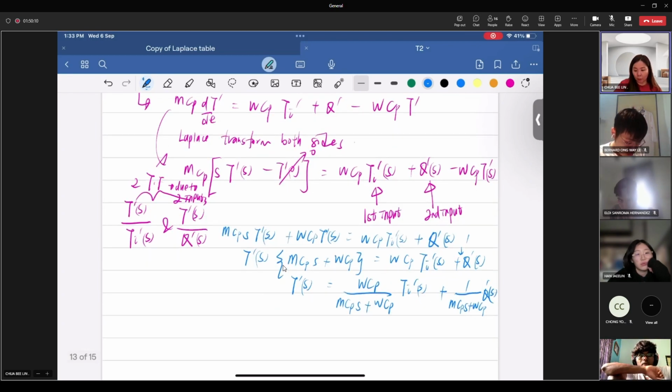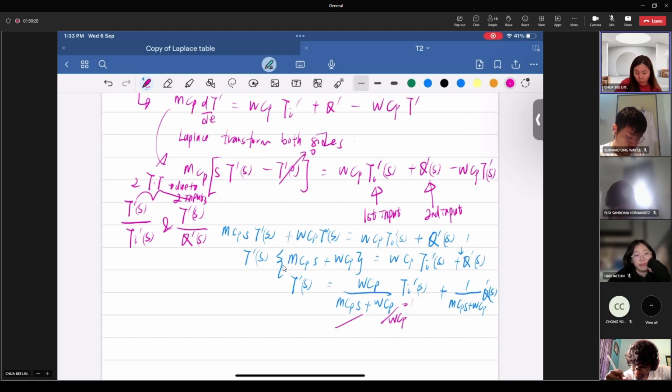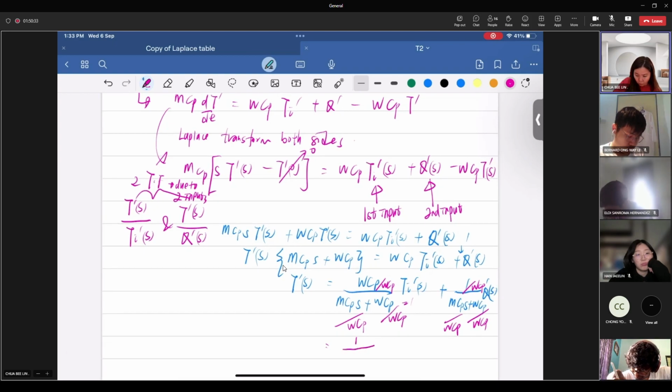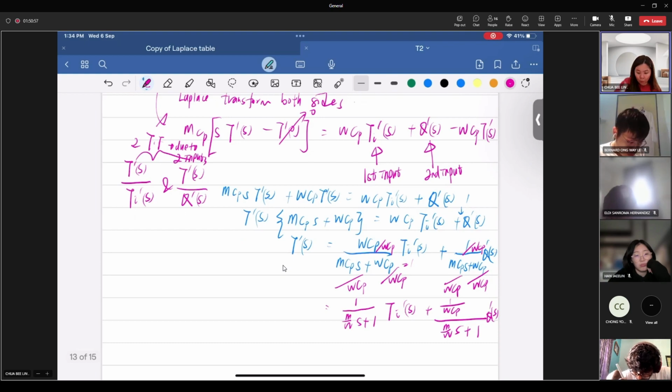Okay, so repeat the same. What you need to do is make sure this one gives you 1, so you derive the whole equation with WCP. Same goes to this one, WCP, to get the answer of 1 over M per WS plus 1 Ti prime S plus 1 over WCP over M per W S plus 1, then Q prime S. Then sub all the values given here.